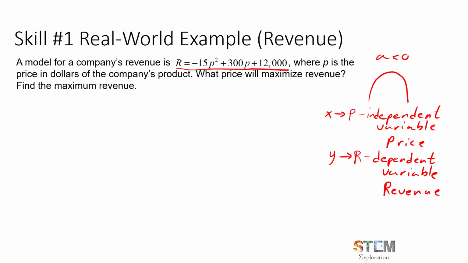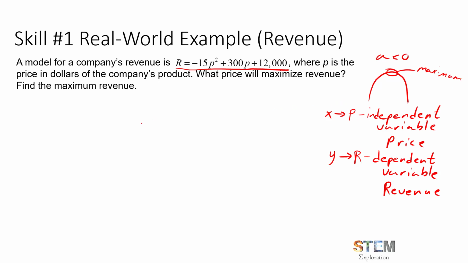And so a big thing that we're trying to do here is, where p is the price in dollars of a company's product, what price will maximize the revenue? Find the maximum revenue. So what we're going to do here is look at how we find this point. In this given context, what we're going to want to know is the vertex of this given quadratic equation or parabola, because the vertex is going to represent the maximum point of this parabola.